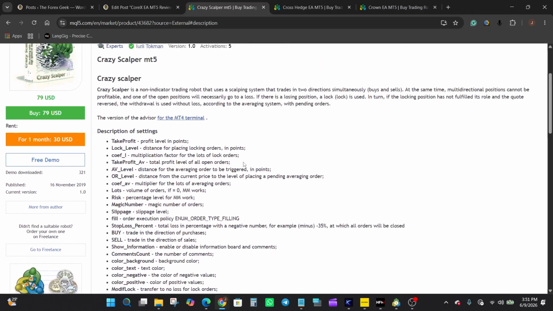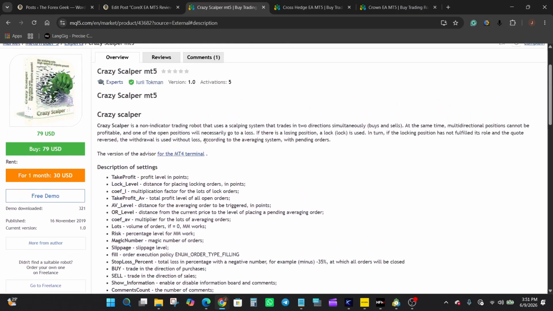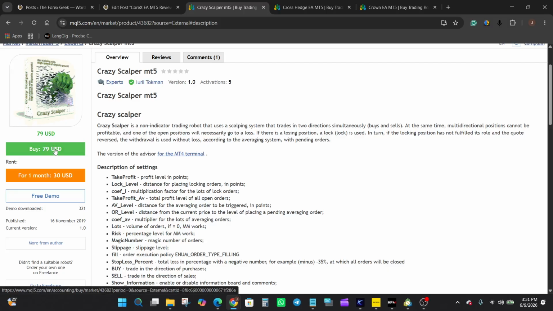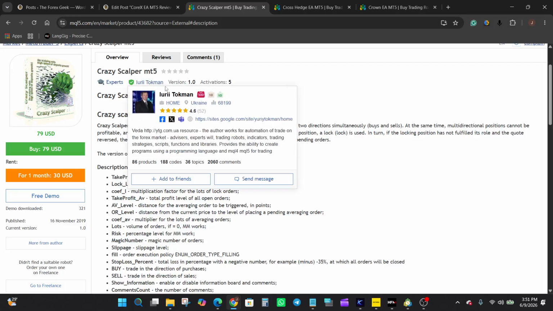Starting with the marketplace overview, Crazy Scalper is currently priced at 79 US dollars with a 1 month rental option available for just 30 US dollars. Okay, so the version shown here is version 1.0 and it comes from developer Lori Tuckman.